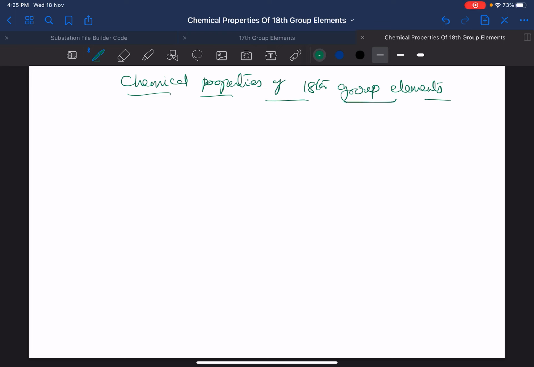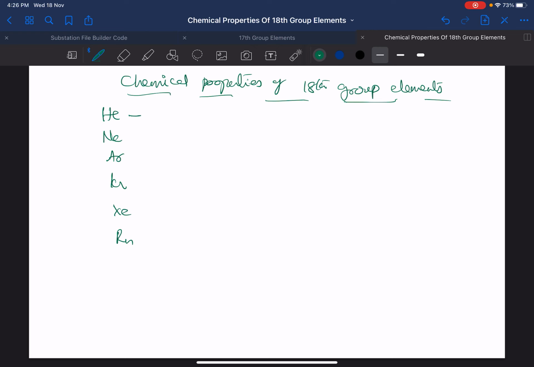Generally, we know that these 18th group elements are also called the zero group elements or the noble gases. What are those noble gases? Those are helium, neon, argon, krypton, xenon, and radon. So these are the main important 18th group elements.